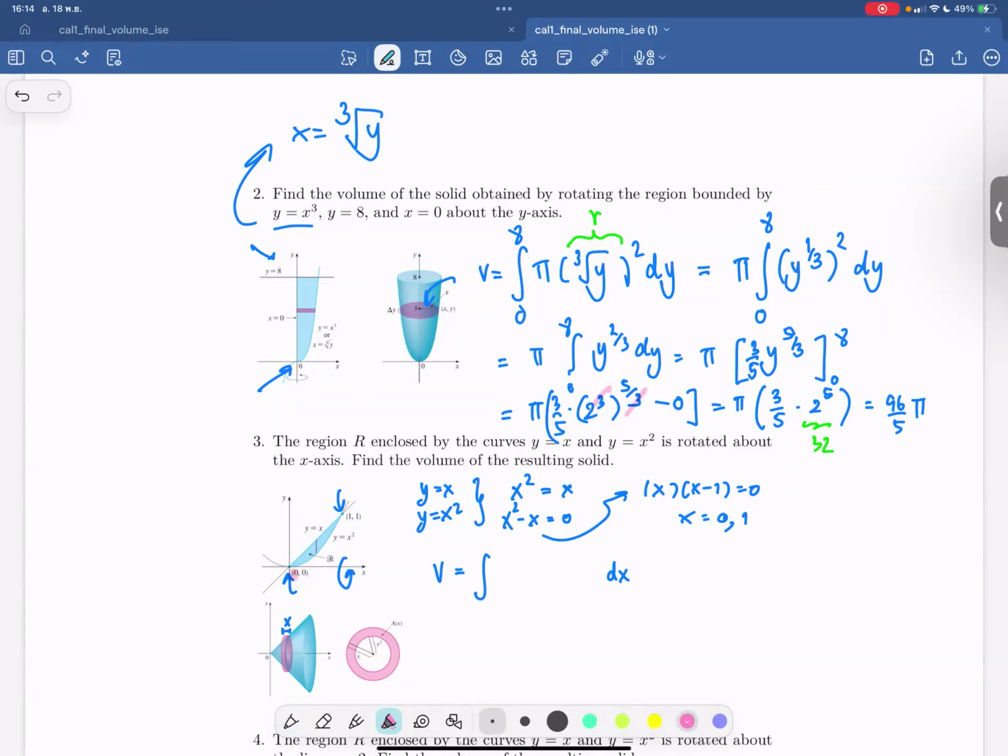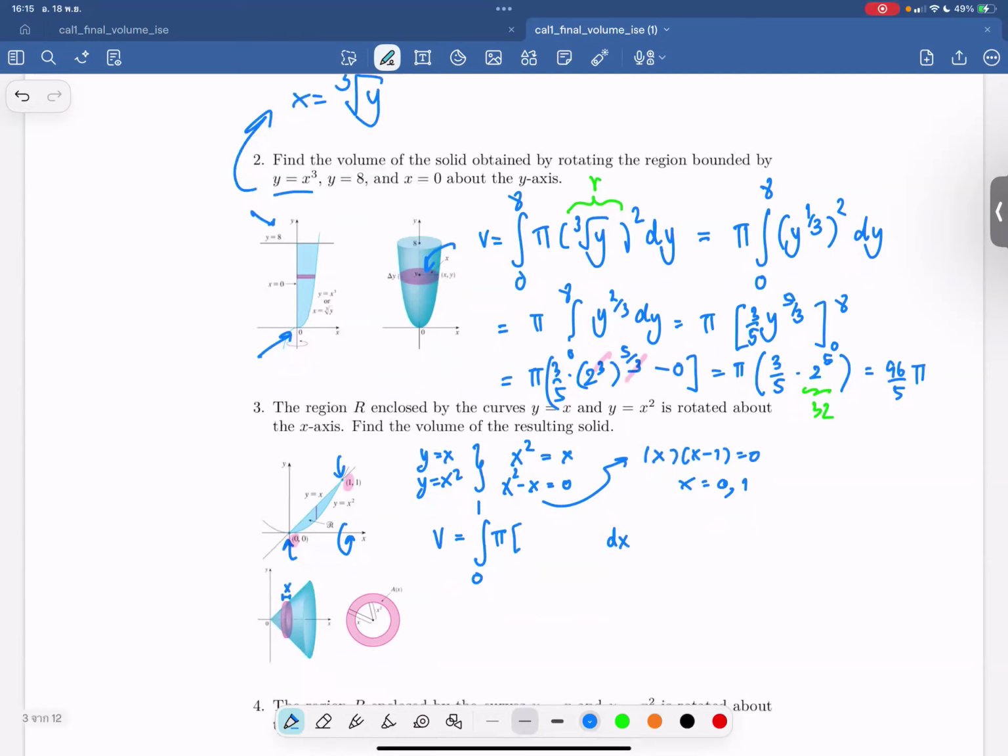Then we try to find the area of the section, which is pi times the big radius squared minus the small radius squared. So the big radius should be over here.